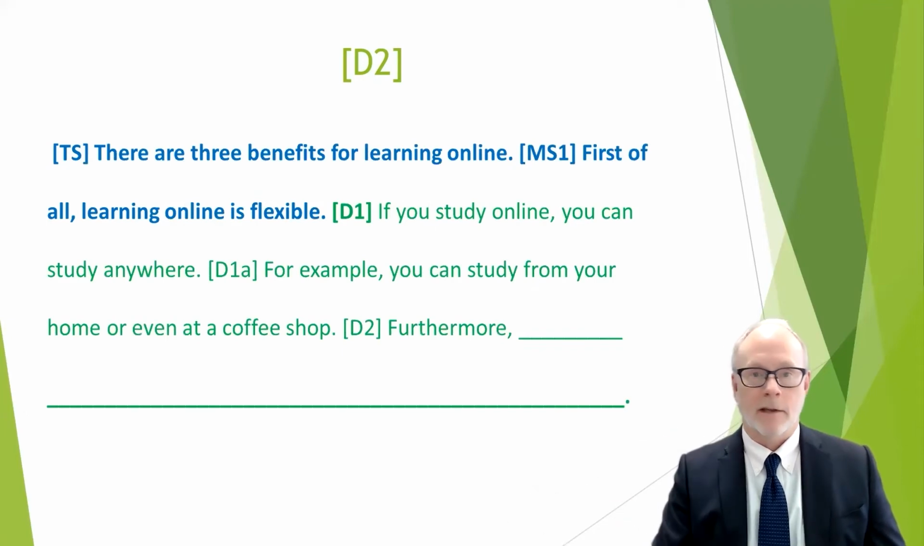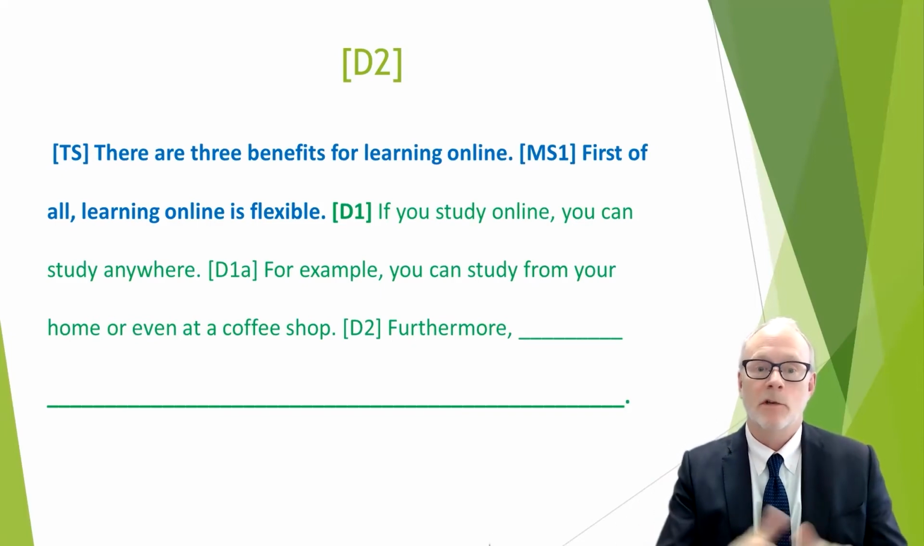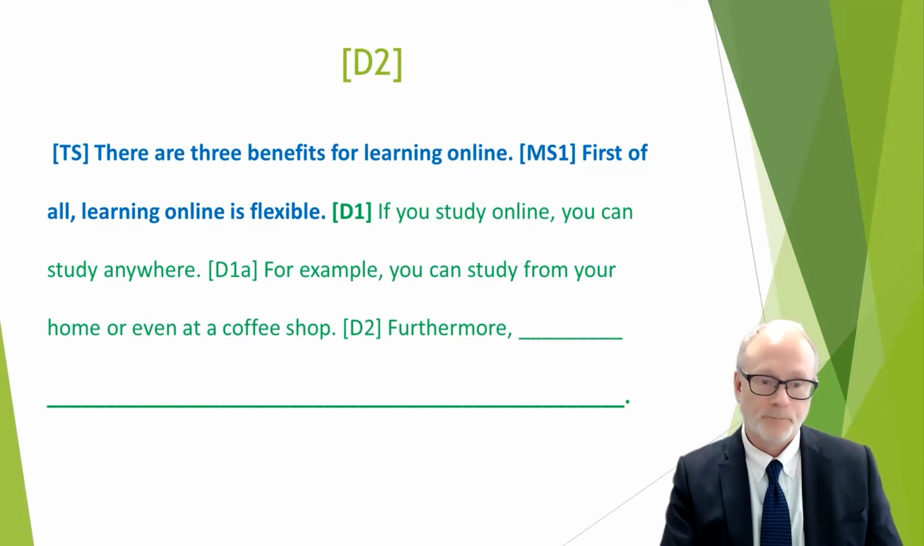So here we have our TS. This is our paragraph that we're writing. So there are 3 benefits for learning online. Main support 1, MS1. First of all, learning online is flexible. What do you mean? D1, detail 1. If you study online, you can study anywhere. That's the key point, anywhere. So we have some example here. So it's D1A, which is connected directly to D1. For example, you can study from your home or even at a coffee shop.